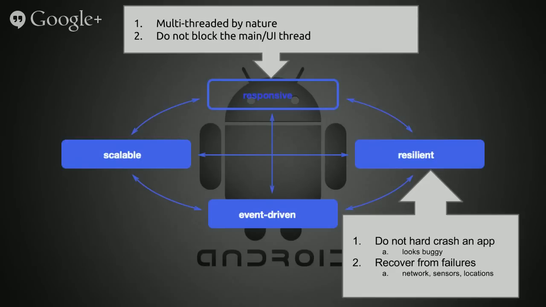Resilient: you don't want to hard crash your app. Apps that you start up where something is not available and the app crashes look really buggy. So you want to recover from failures, like network connections that get lost, sensors that get disconnected, or locations, for example. Your app has to react on all these events and failures. Your app can fail for multiple reasons, and it should still work all the time. It should stay responsive to the user and give feedback about what's happening, and so on.